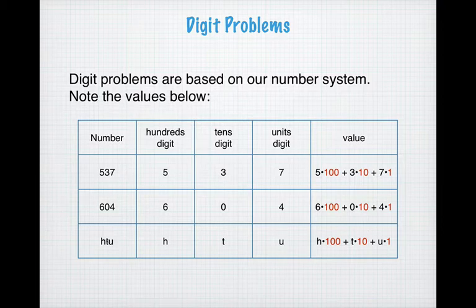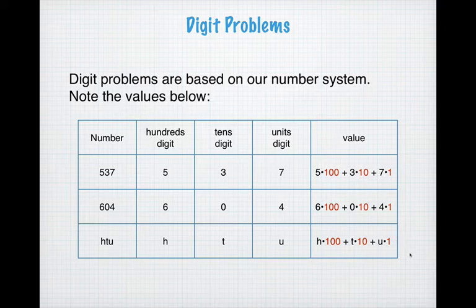Same thing would happen with variables. If we have a number HTU, where H is the hundreds digit, T is the tens digit, and U is the units digit, you get H times 100 plus T times 10 plus U times 1.